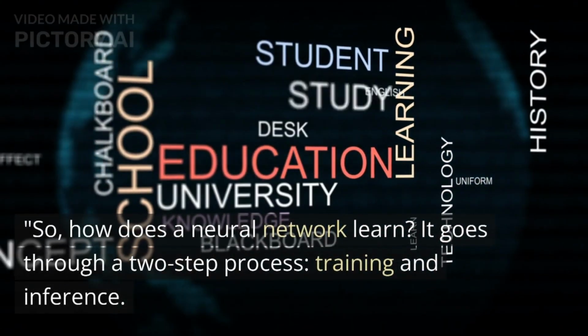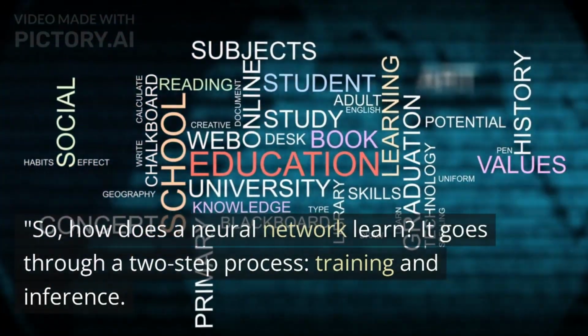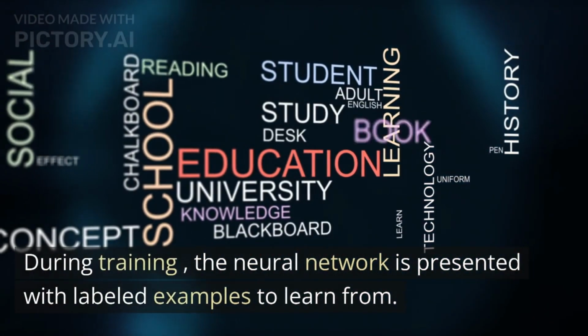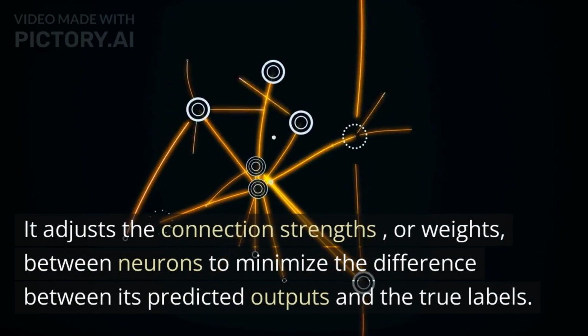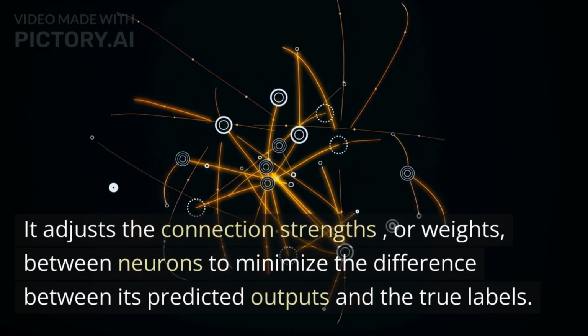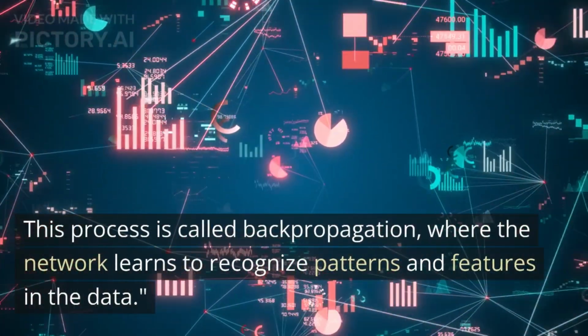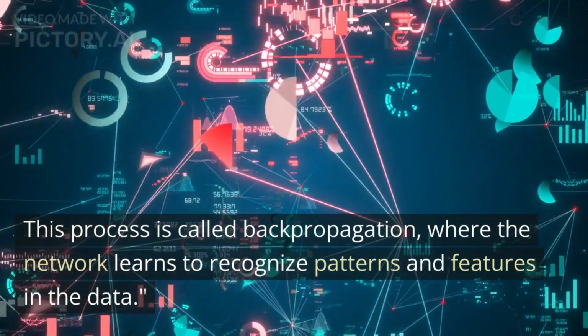So, how does a neural network learn? It goes through a two-step process: training and inference. During training, the neural network is presented with labeled examples to learn from. It adjusts the connection strengths, or weights, between neurons to minimize the difference between its predicted outputs and the true labels. This process is called backpropagation, where the network learns to recognize patterns and features in the data.